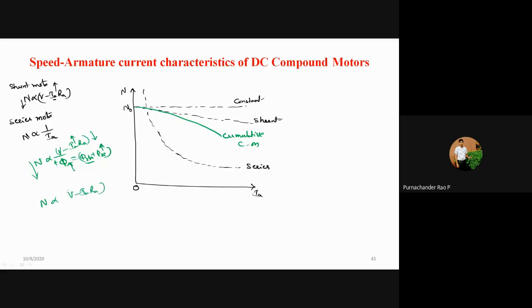For the differentially compounded motors, the speed is V minus Ia Ra divided by phi t, where phi t is nothing but phi sh minus phi se. So the net flux gets reduced, and because of this your speed will be increasing like this. If the speed of the motor keeps increasing and goes to a dangerously high speed, then for these reasons this motor cannot be used for any practical applications.